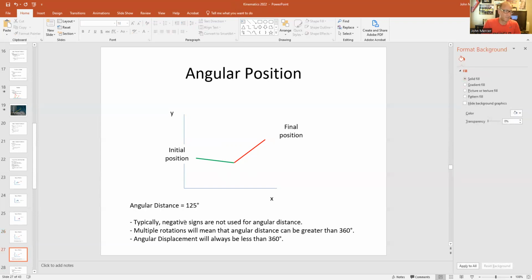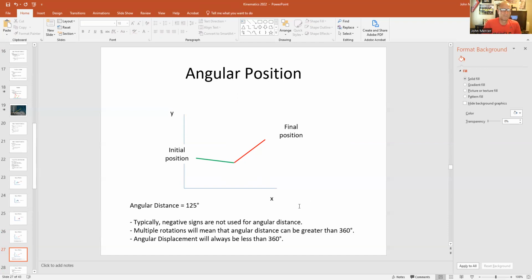All right. Typically, negative signs are not used for angular distance. We would just say it's 125 degrees from this position to this position. However, if we deal with something with multiple rotations, like somersaulting, and this segment rotates several times, then we have to account for each rotation in our angular distance parameter. So if we go around once, that's 360 degrees plus this final movement from this position to this position. So angular distance can be larger than 360 degrees.